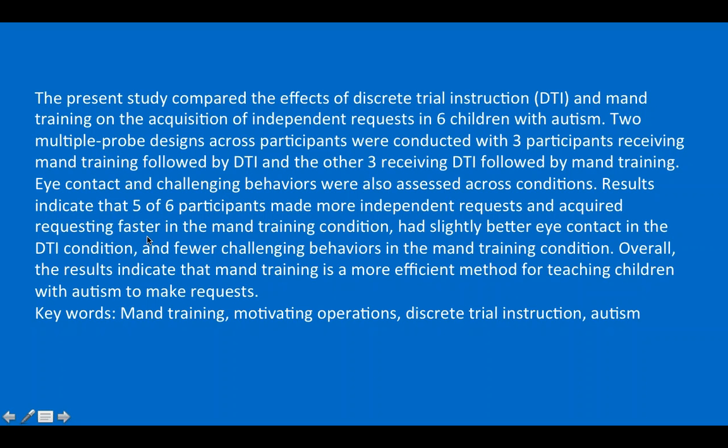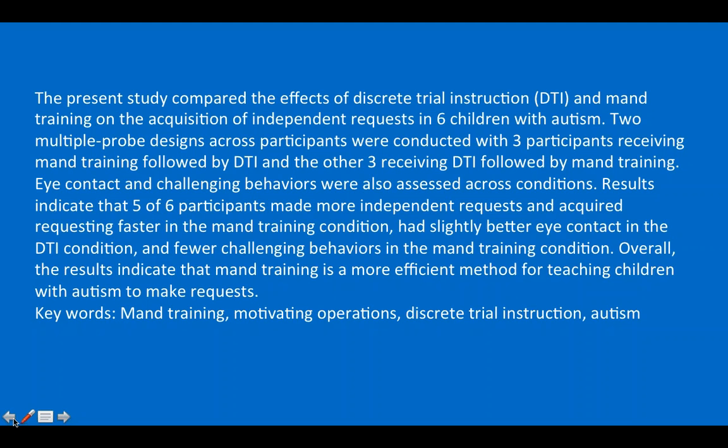They had slightly better eye contact in the discrete trial condition, and there were fewer challenging behaviors in the MAND training condition. And overall, the results indicated that MAND training was a more effective method for teaching children with autism to make requests. So that's what we have here in our abstract.